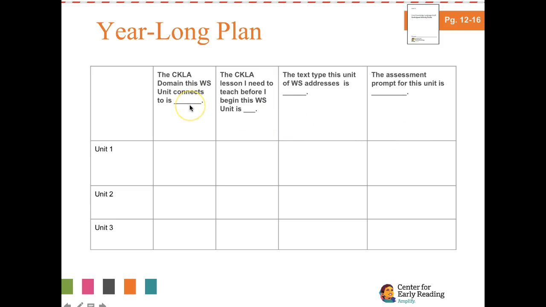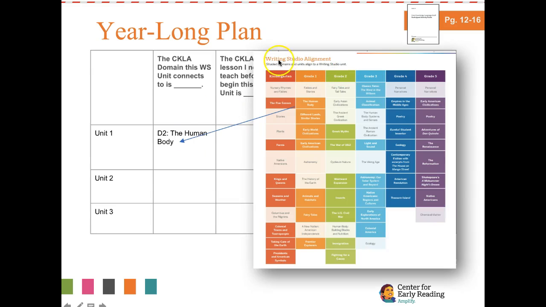So looking at column 1, it says, the CKLA domain that this Writing Studio unit connects to is, and you would want to use the Writing Studio alignment chart. This is located in your program guide, but we've also given a copy of it for you in your participant activity guide as well. So you can flip back and look at that page during this activity.